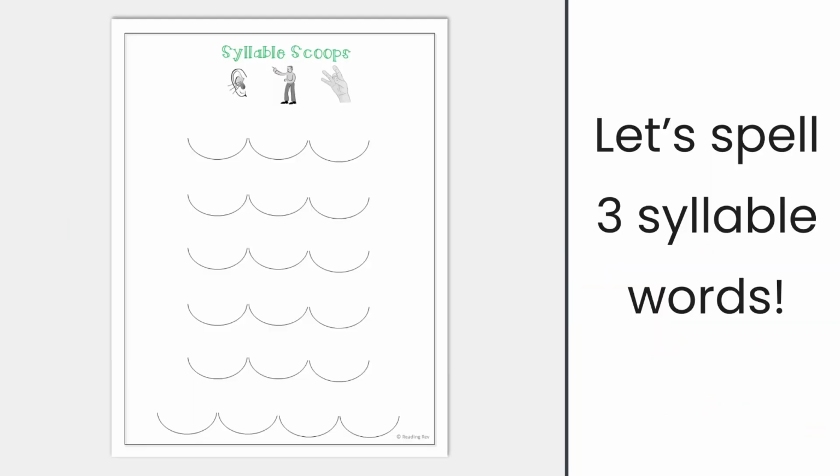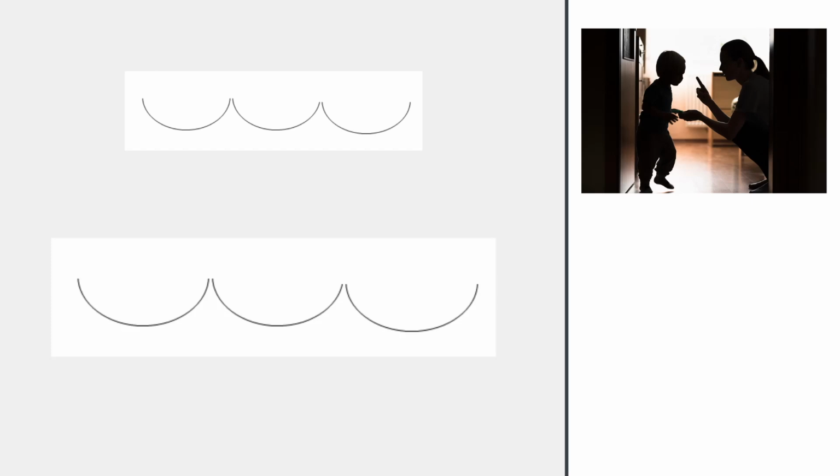Now let's spell some 3-syllable words. Take out your syllable scoops page and let's tackle spelling longer words. The word is punishment. The first thing we want to do is identify how many syllables this word has. Punishment. It has 3 syllables. Then we're going to tap out the sounds in each syllable.